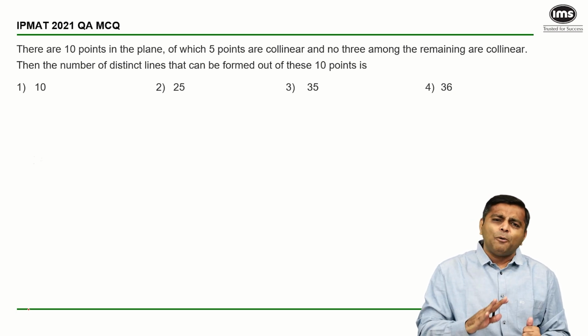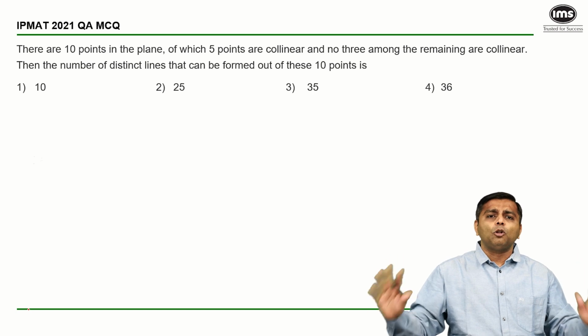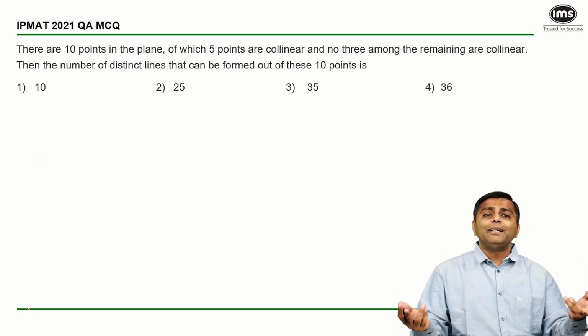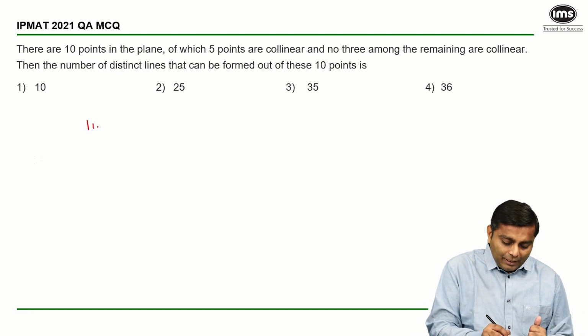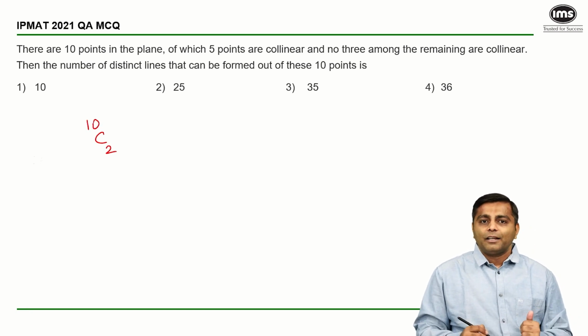Okay, so if there are 10 points given, assume that all of them are non-collinear, which means any 2 points taken together should give us a line. So, if there are 10 points given, we should be able to make 10C2 lines, correct?